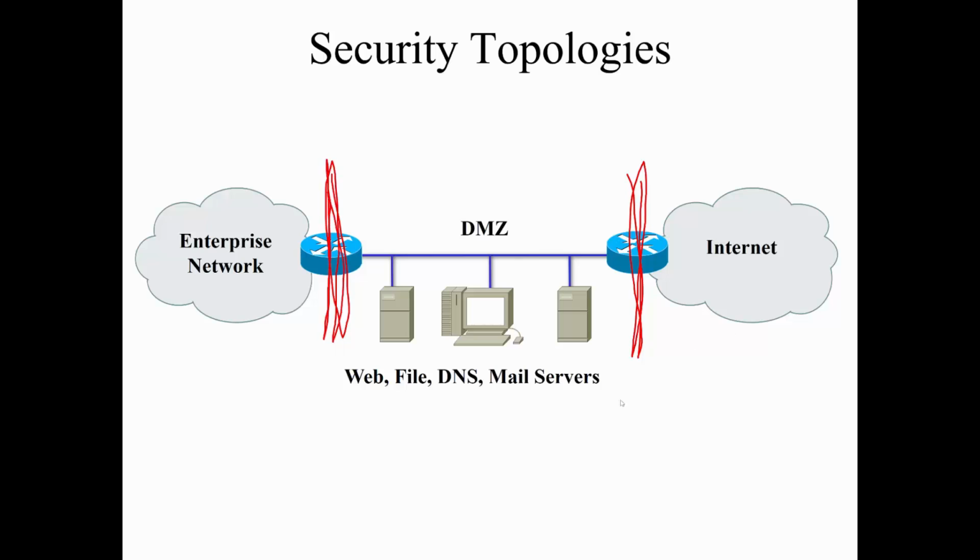That way, things like mail or email or web servers can be in this DMZ zone. That way, traffic from the internet does not have to go to the enterprise network, then to the servers. They will be already between both our firewalls.